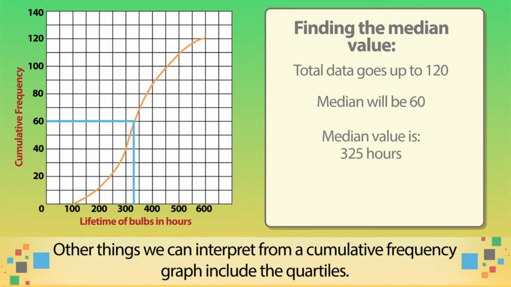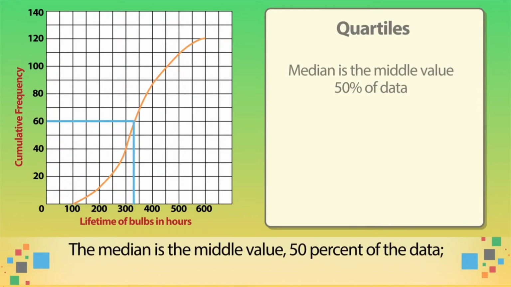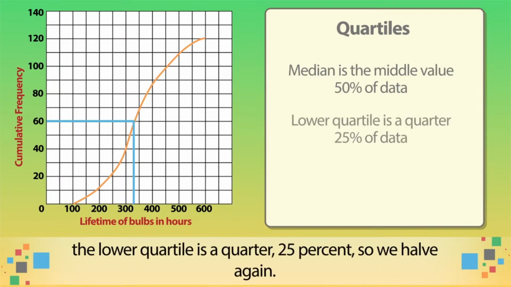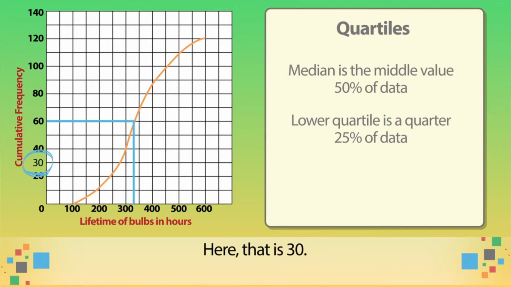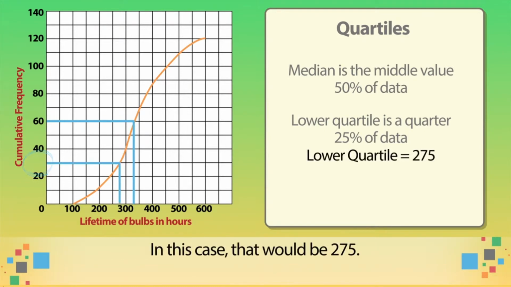Other things we can interpret from a cumulative frequency graph include the quartiles. The median is the middle value, 50% of the data. The lower quartile is a quarter, 25%, so we halve again. Here that is 30. We go across until we hit our line and read down. In this case, that would be 275.